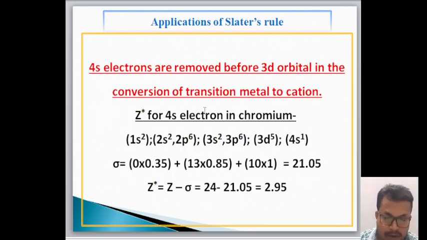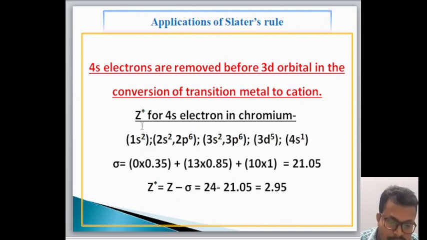Next, we will see why 4s electrons are removed before 3d electrons in the conversion of a transition metal to a cation. So for the d block element or the transition metal, while converting it to its cation, the electrons are always removed from the 4s orbital, not from the 3d orbital. So now we will see why electrons are removed from the 4s orbital, not from the 3d orbital.